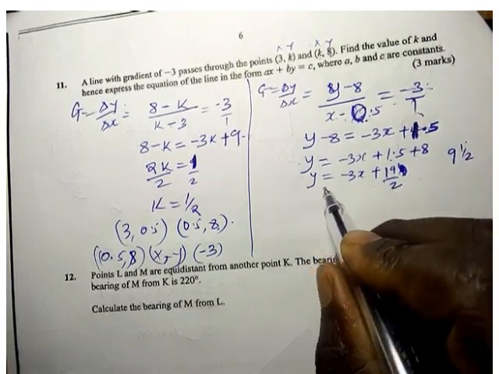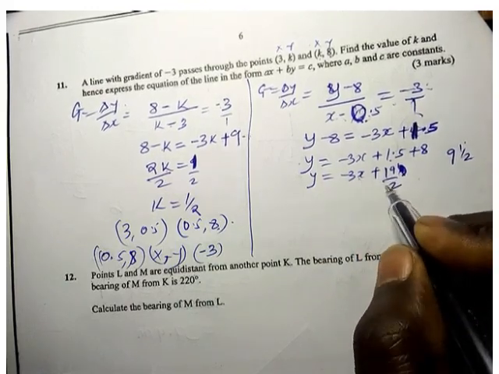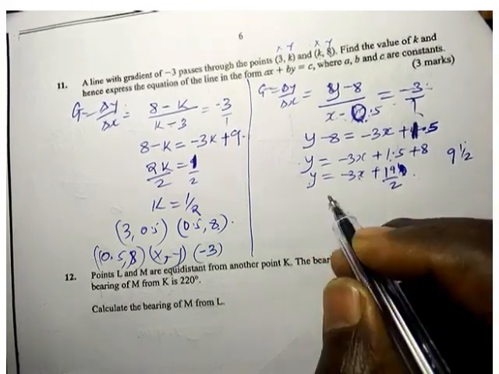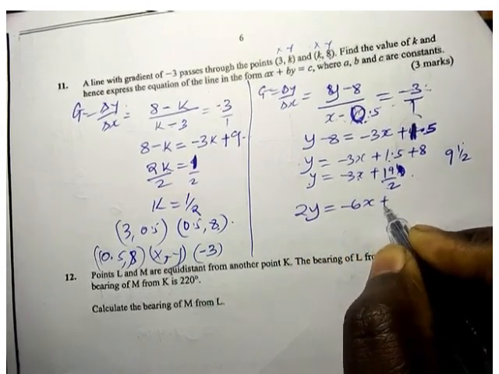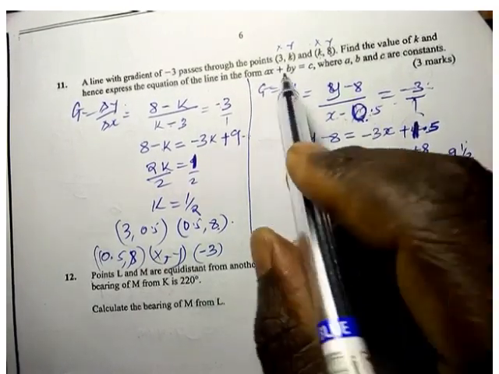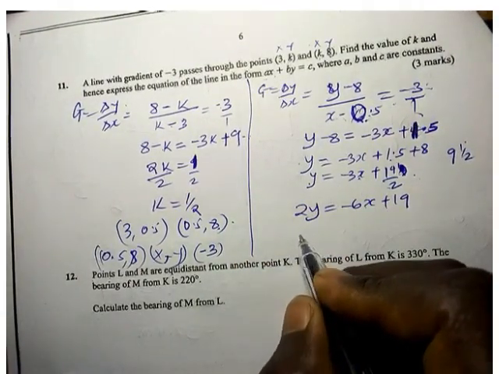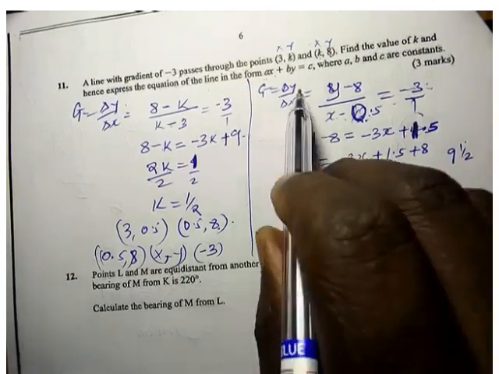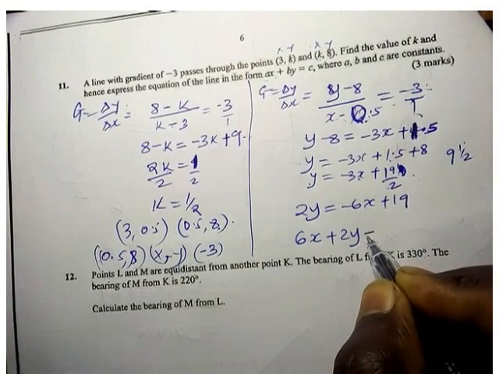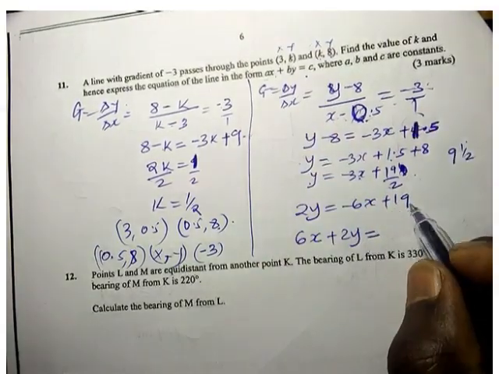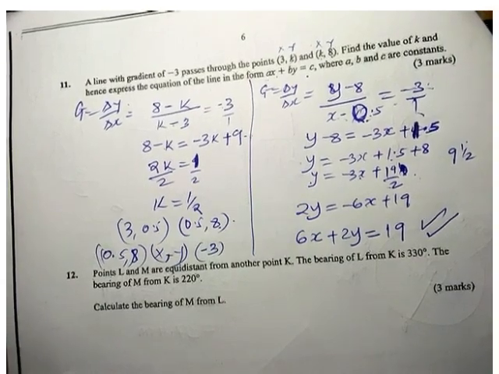So I want to make this equation without fractions. So I will multiply every term by 2. So we will have 2y equal to negative 6x plus 19. But I was told to write it in the form of ax plus by equals c. So this one will become positive 6x, followed by y. Y is here, plus 2y is equal to constant c, which is 19. And that is the equation that is required.